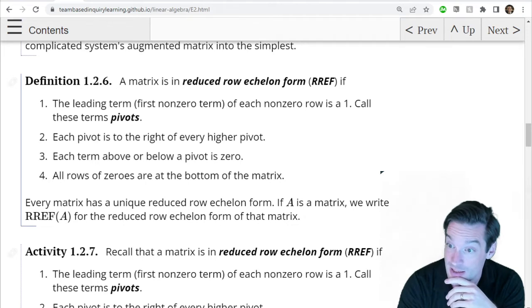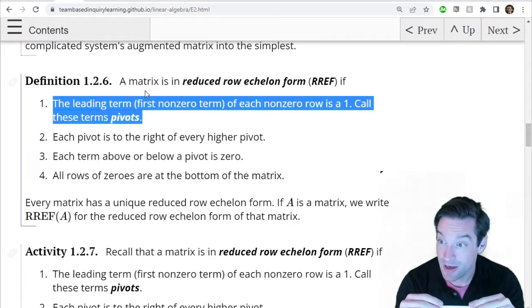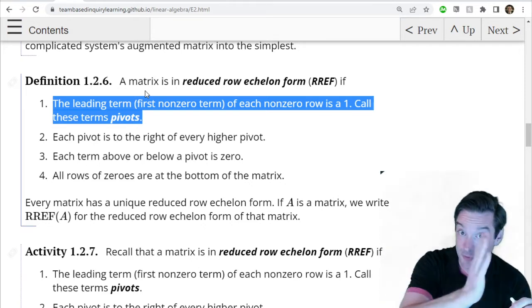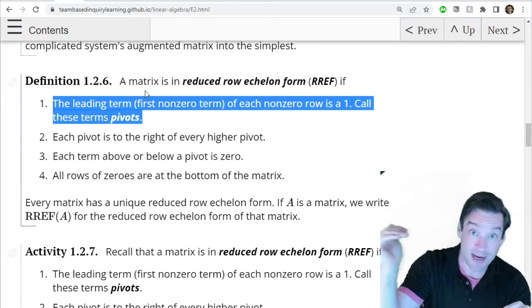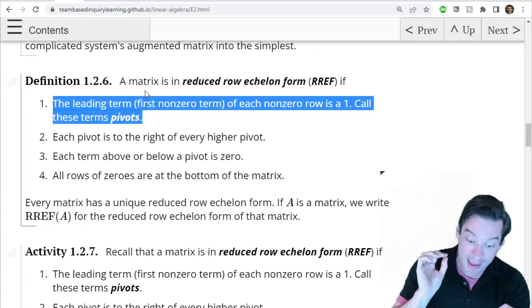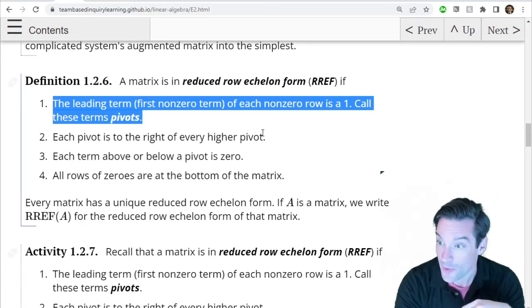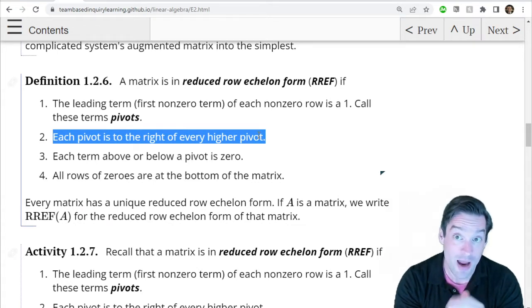The first thing that needs to be true is that the first non-zero term in every non-zero row. So if I start reading my rows from left to right, and I start with all zeros, the first non-zero entry that I hit as I'm reading each row from left to right needs to be a 1. And that 1 is what we put a box around and call a pivot. We also require that each pivot is to the right of every higher pivot.